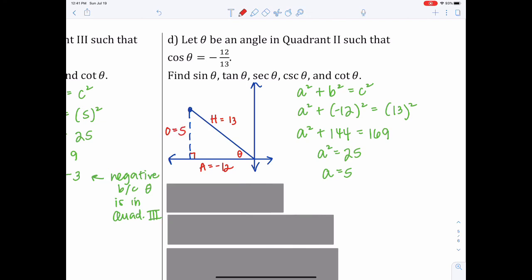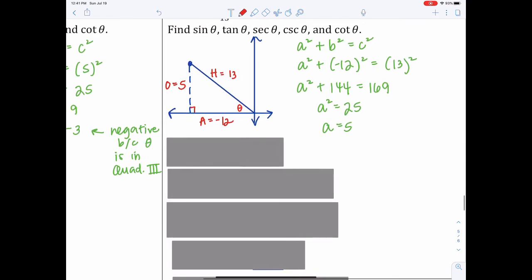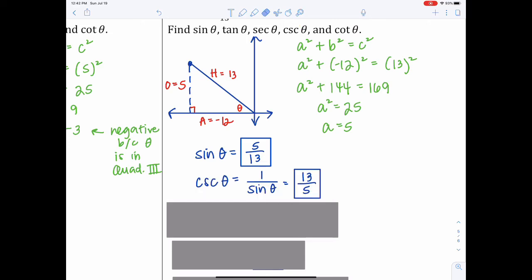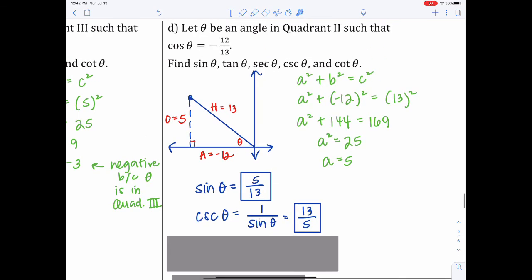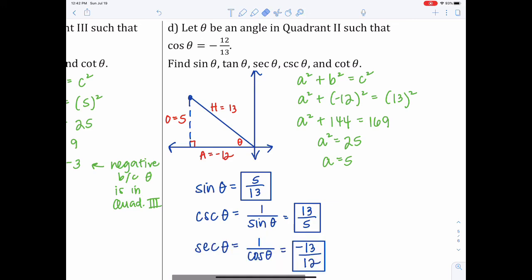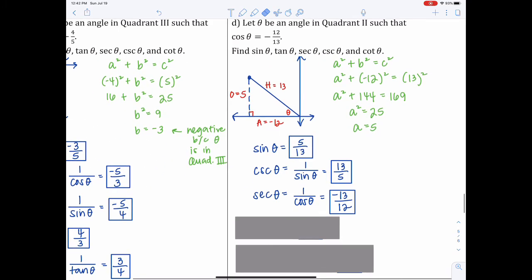So if we think about that, now we have all sides of our triangle and we can find the remaining trig functions. So let's start with sine. So sine of theta is opposite over hypotenuse. That was 5/13. The reciprocal of sine is cosecant right here. So the cosecant is 13/5. We're given cosine. So the reciprocal of cosine is secant. So that would be our next one. Secant is 1 over cosine. So that's just -13/12.